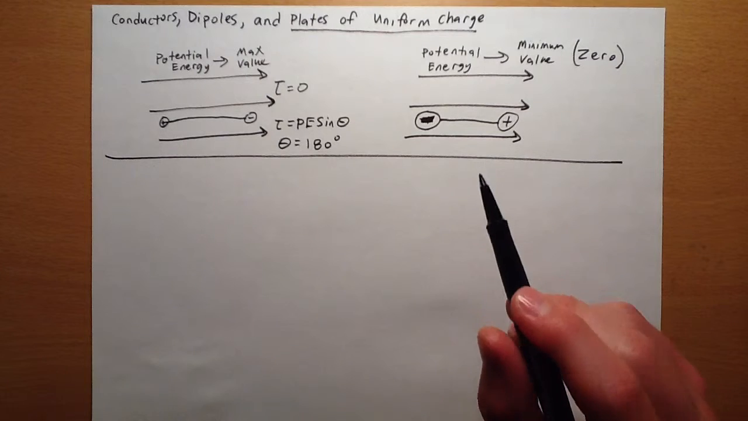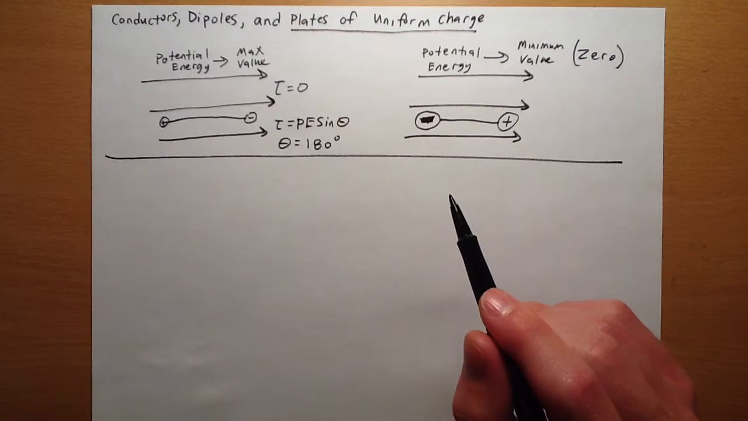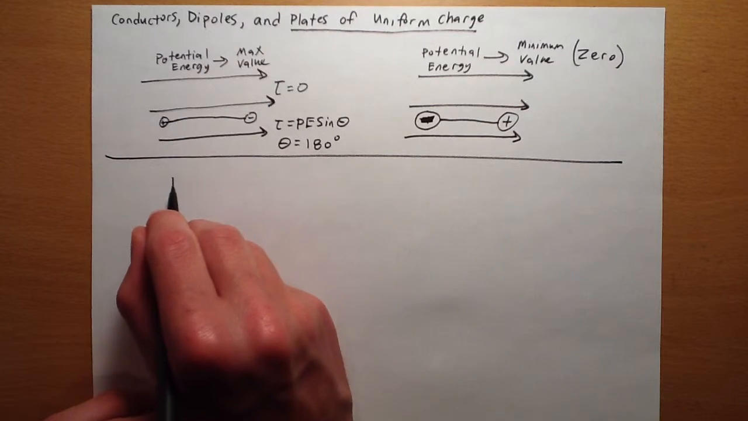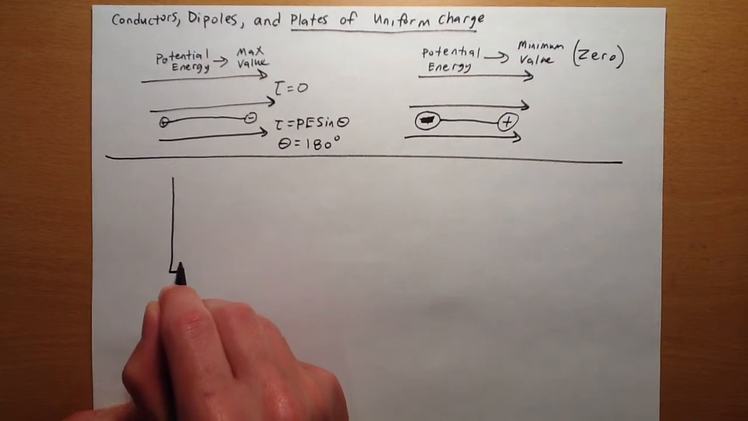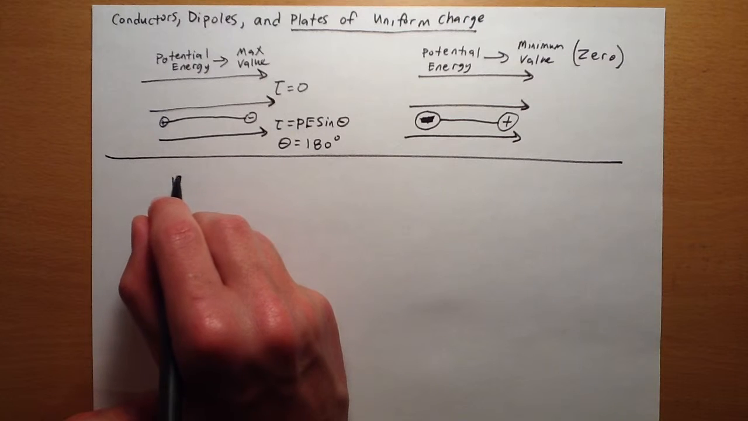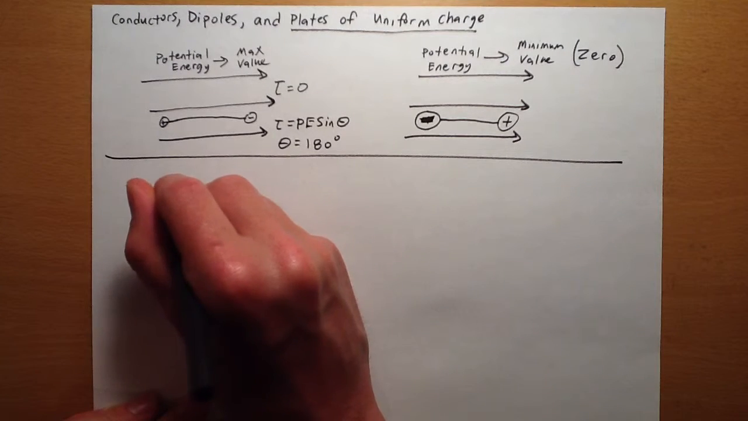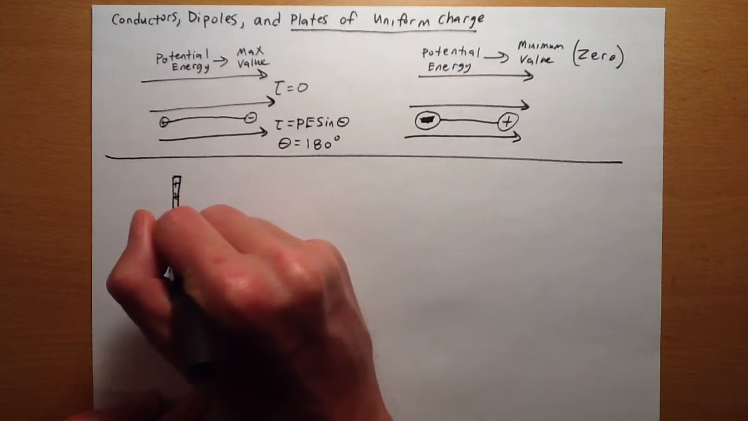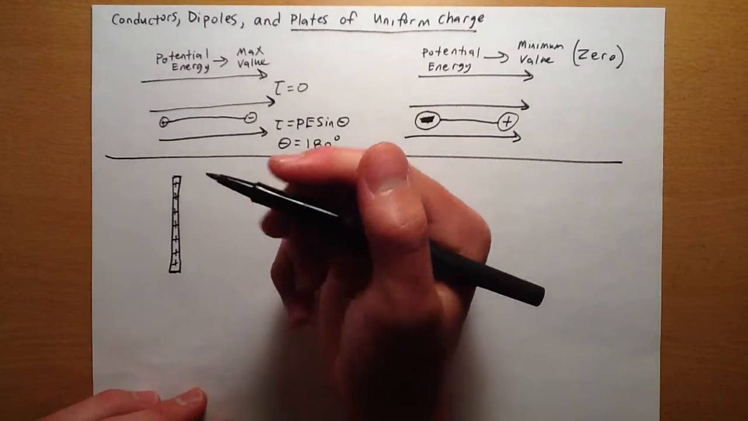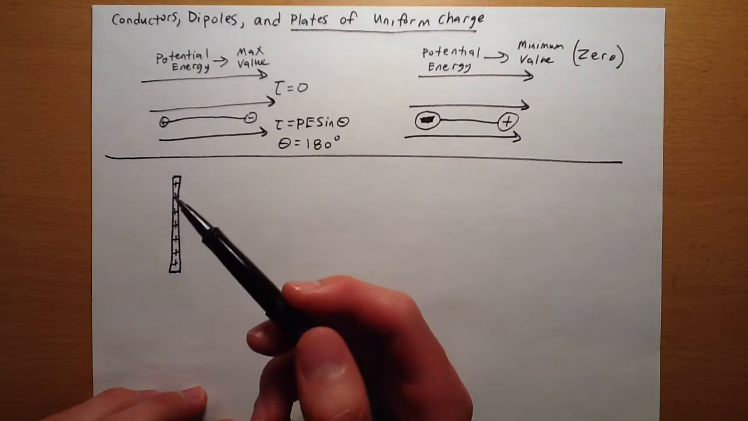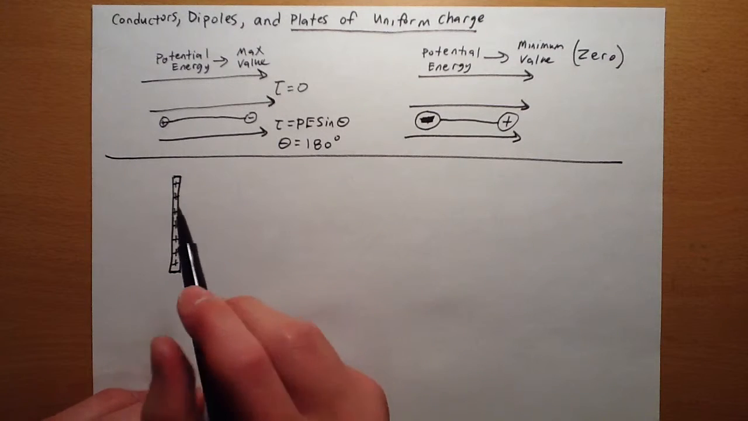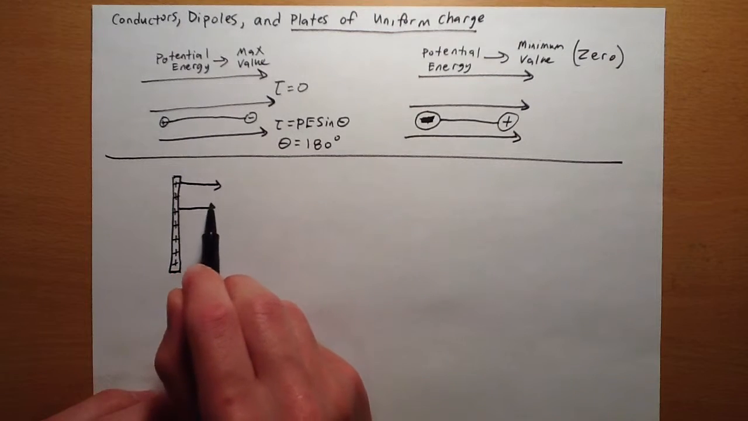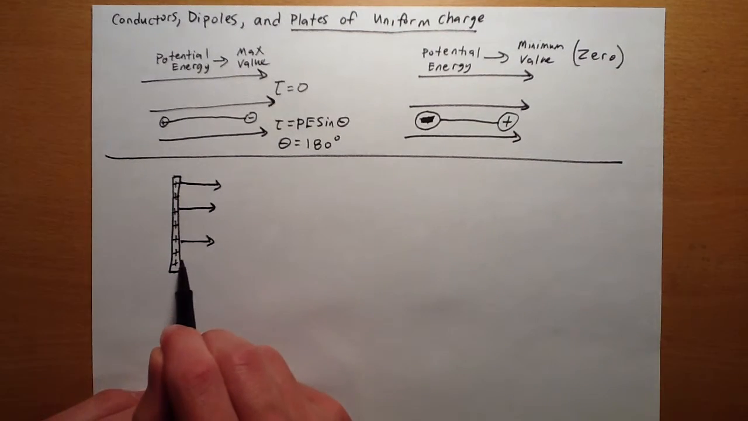And now we're going to go over plates of uniform charge. So imagine we have a plate that's very, very large, very, very wide, very, very long, and it has positive charges along it. These are positive charges. And we know that the electric field lines leave the positive plate and point away from it.